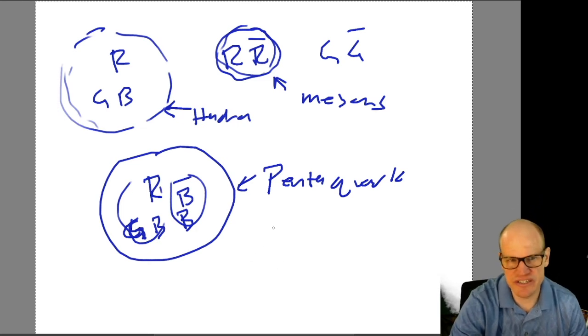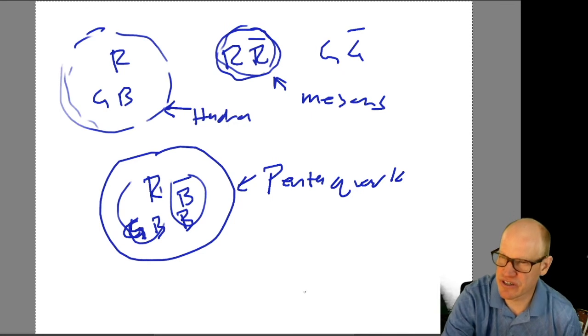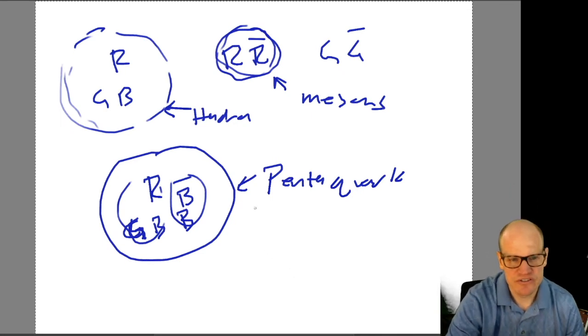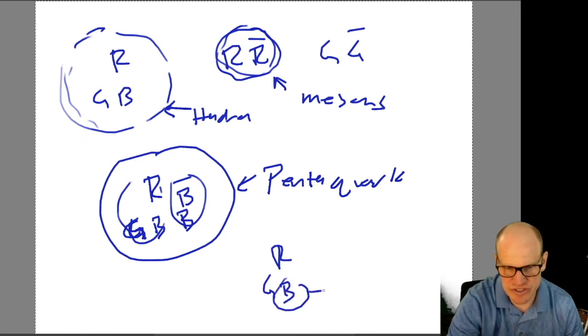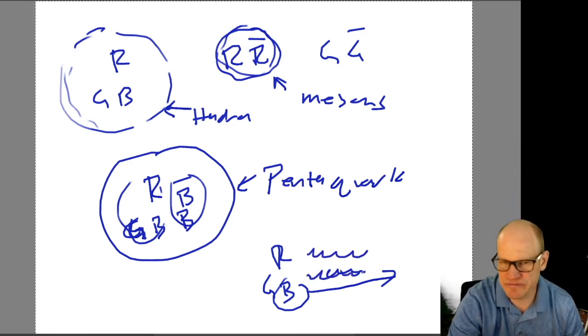Part of the reason for that is that the gluons themselves also carry the charge. It would be like a photon also carrying electric charge. So if you tried to isolate, say you have a red, green, and blue combination, and you tried to take this blue thing and pull it away, what would eventually happen is you would build up so much strength in the color field, in this gluon field, that it would spontaneously produce this.